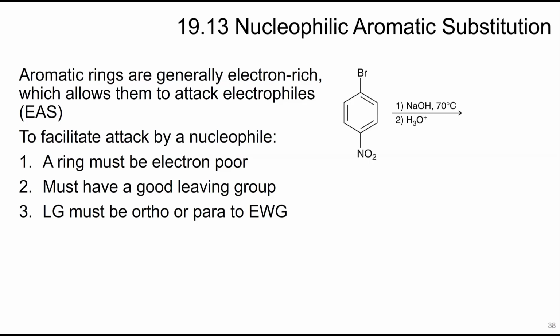In order to facilitate an attack by a nucleophile on the benzene ring, the ring has to be very electron poor. It has to have a good leaving group, and the leaving group must be ortho or para to the electron withdrawing group. In this situation, we have a leaving group, and we have an electron withdrawing group that is para to the leaving group. When we do this reaction with sodium hydroxide and heat followed by acid, we get an OH. So this is doing a nucleophilic attack.